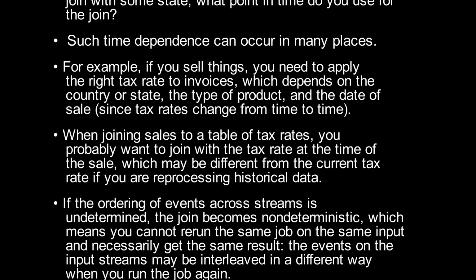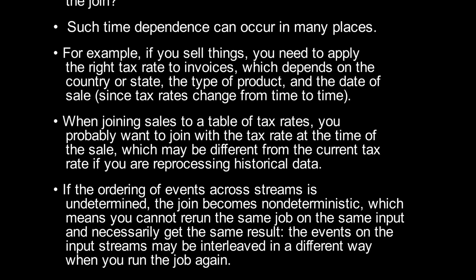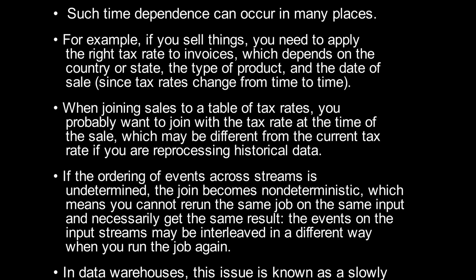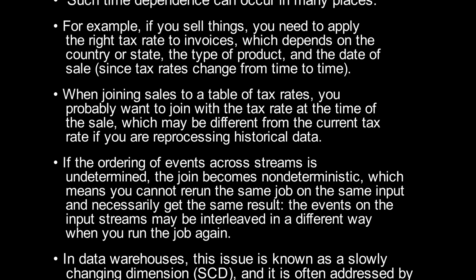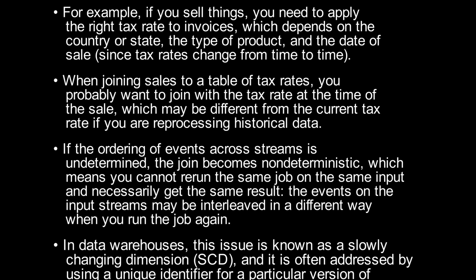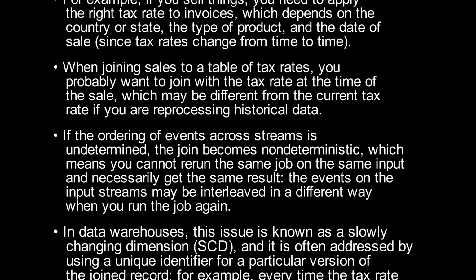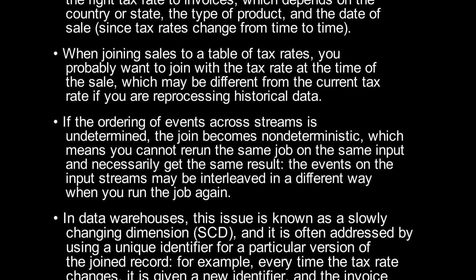If the ordering of events across streams is undetermined, the join becomes non-deterministic, which means you cannot rerun the same job on the same input and necessarily get the same result. The events on the input streams may be interleaved in a different way when you run the job again.